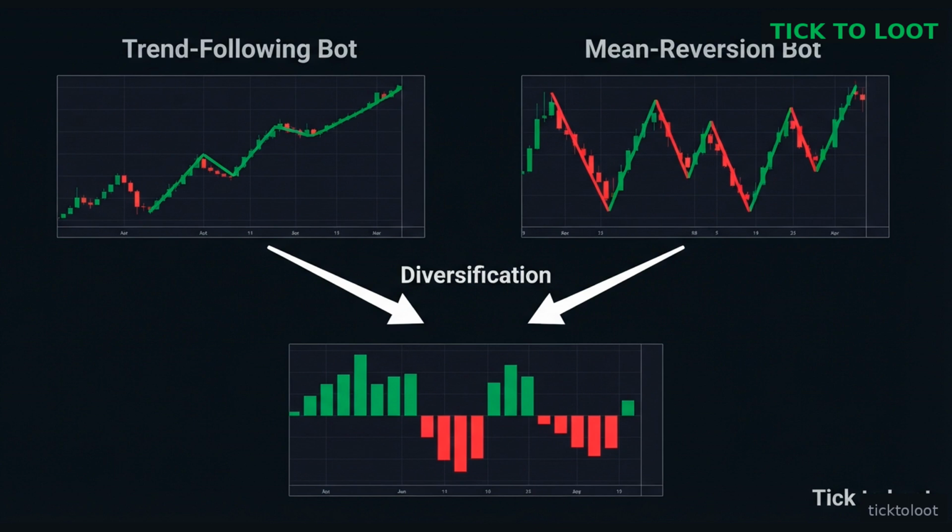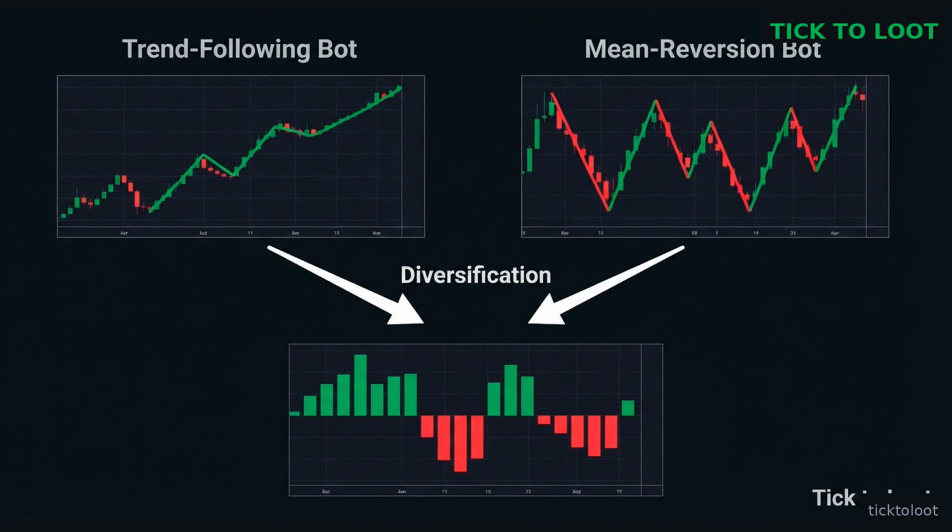Imagine you have two different robots that trade for you. One robot, we'll call it the trend-following bot, likes to ride big moves in the market. It buys when the price is climbing and sells when it's falling, much like a surfer catching the biggest waves. The second robot, the mean reversion bot, prefers to hunt for price pullbacks. It sells when a pair gets too high and buys when it drops too low, similar to a shopper waiting for a sale before buying a favorite item.